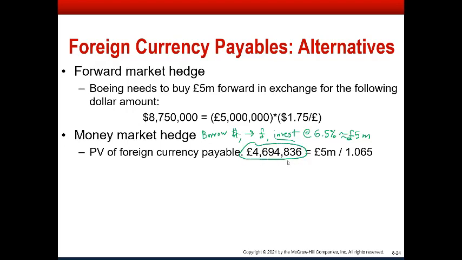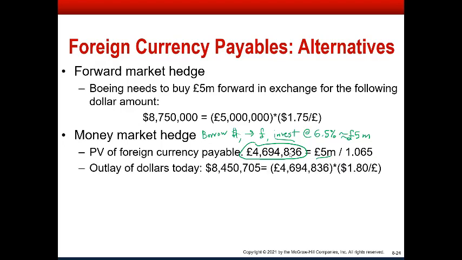Now, to acquire those pounds to invest today so that it'll mature into 5 million pounds in 1 year when their payable is due, they'll need to spend $8.45 million. That's this amount of pounds converted at the spot exchange rate of $1.80 per pound. So that looks a little bit more attractive than just buying 5 million pounds forward at $8.75 million. That looks like you save about $300,000.